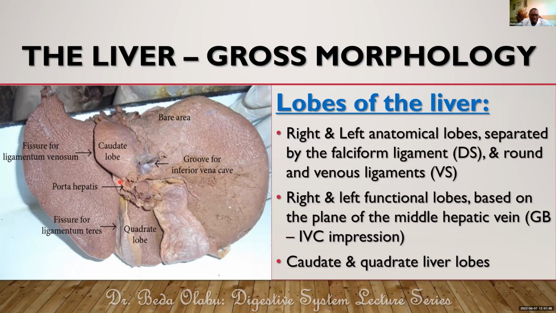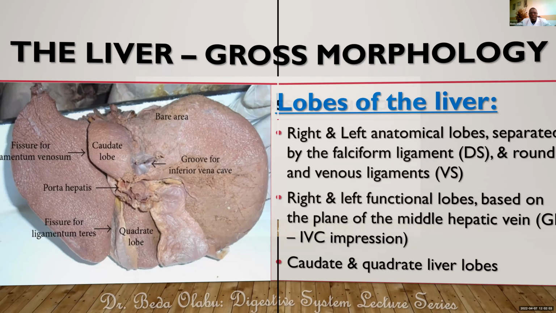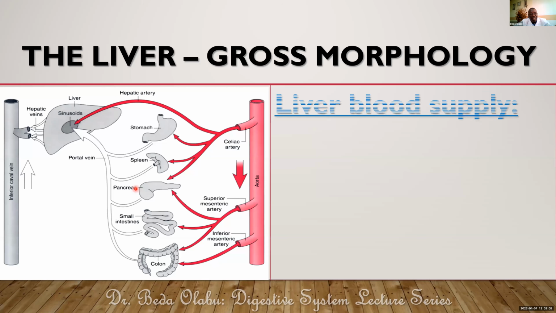This point where several neurovascular structures enter the liver is known as the portal hepatis. At the portal hepatis, you have the portal vein. We also have the hepatic artery, and we have the common bile duct as well. Let's talk about the blood supply to the liver then.